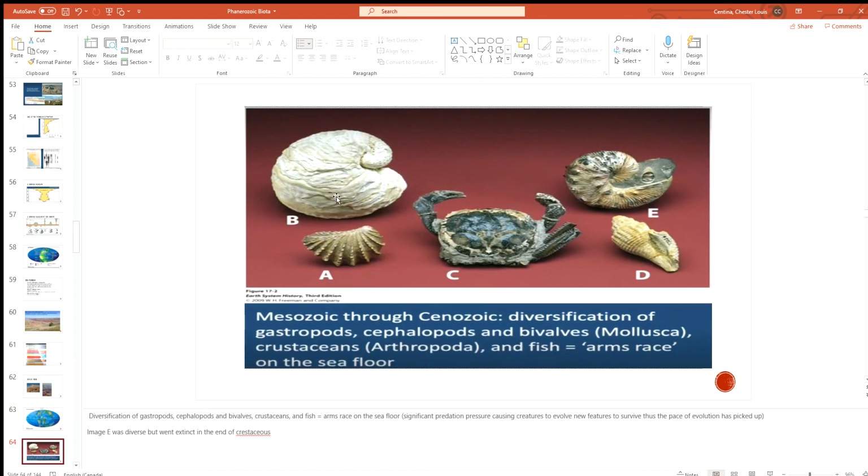Okay, so we look at these. Mesozoic through Cenozoic, you can read this, you can understand the information. I will not talk a lot about it, but there basically is a diversification in all of the marine life. Image E was diverse, and it went extinct. This right here, what is this? Cephalopod was diverse, and then it went extinct at the end of the Cretaceous. Okay.